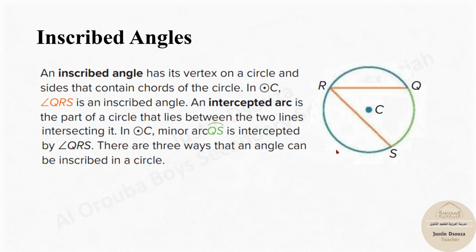In these two lines, RS is not, only QS, because the intercepted arc must have its endpoints at these two lines, wherever these two lines are touching. So that is an intercepted arc. This angle over here, the angle R, is the inscribed angle.